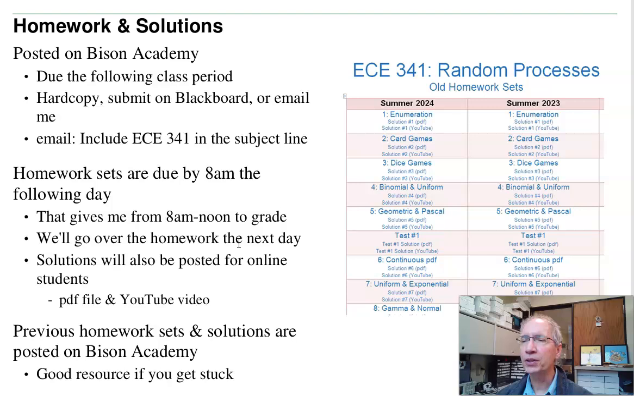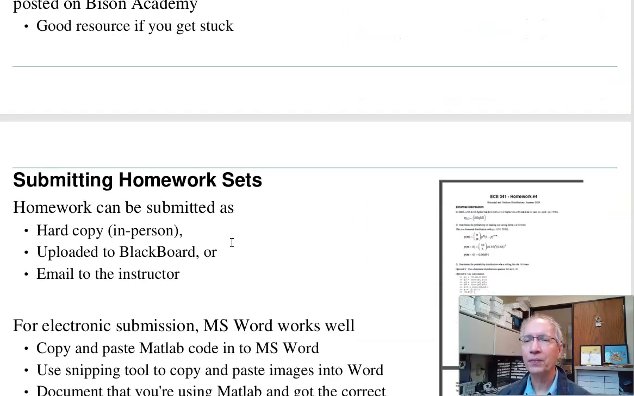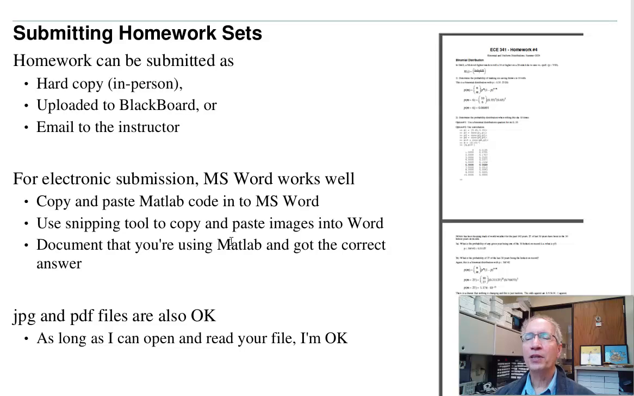Once the solutions are posted, the homework sets aren't accepted, because it kind of takes the challenge out of doing the homework if the solutions have already been posted. As far as submitting the homework, you can submit them as a hard copy, upload a PDF or Word document on Blackboard, or you can email me. For electronic submissions, as long as I can read it, that's fine with me.